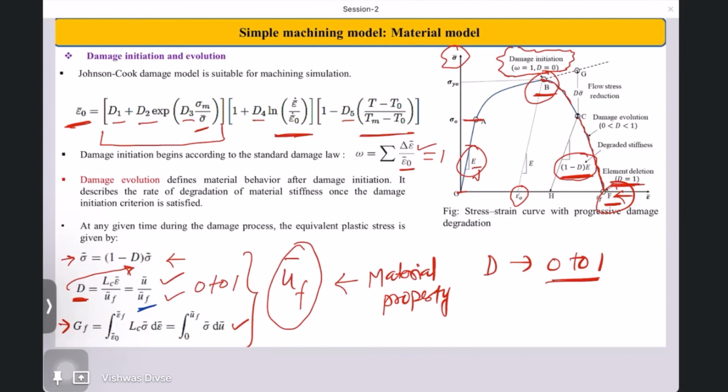plus some thermal properties like melting point, room temperature, and to take care of all your heat distribution and temperature distribution, we may need conductivity, specific heat, thermal expansion, density. So basically I can say more than 15-16 properties are needed for a given material for machining simulation. So one can imagine how rigorous this process is as compared to your simple bending problem or your tension test problem.